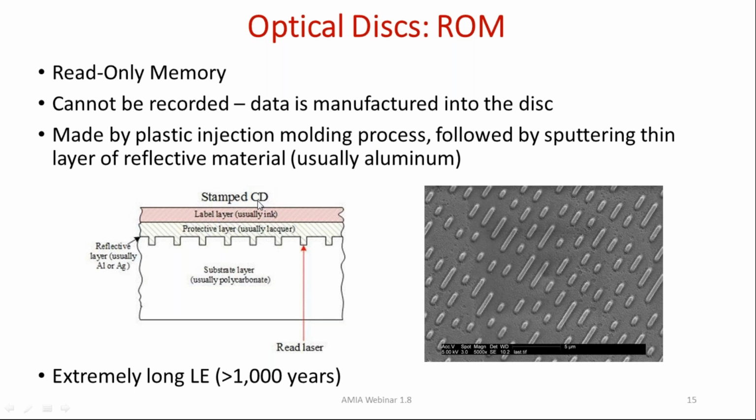DVDs and BDs are slightly different. But the laser actually reads through the polycarbonate and reads the disc through here and not from the top side. So as I mentioned before, these cannot be recorded because the data is manufactured into the disc. These bumps are made physically. The nice thing about those discs, though, is because the data is physical as well as optical, it has an extremely long lifetime, over 1,000 years according to the studies that I've read.